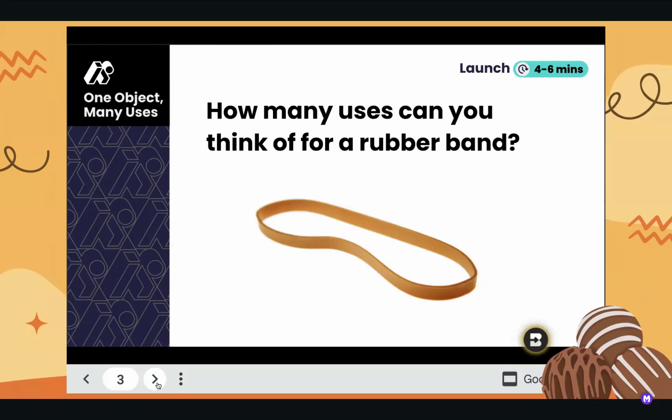So I want you to think about this one. I'm giving you a couple of thought processes here at the beginning of our Lunch and Learn. How many uses can you think of for a rubber band? Any ideas? Who's got some great life hacks for rubber bands? Besides maybe holding things together, right?